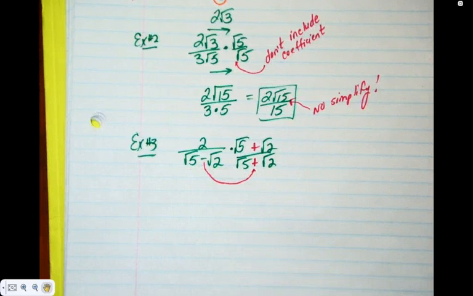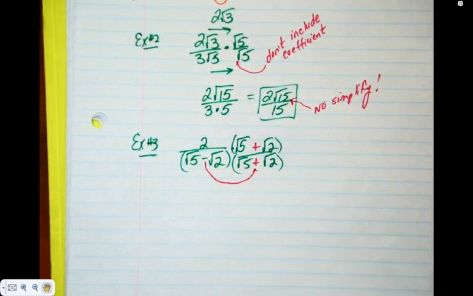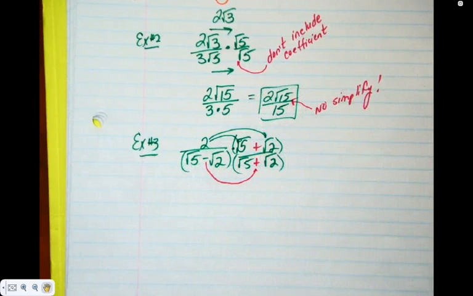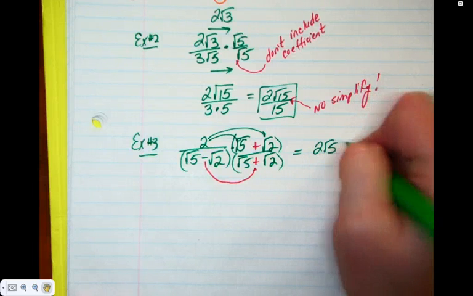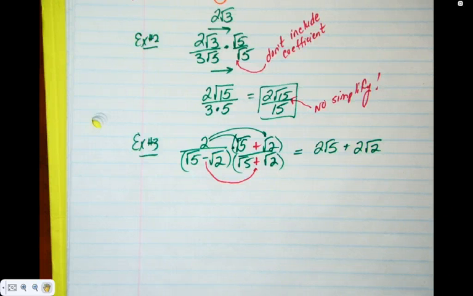Still with me? I'm going to bracket the binomials because my brain needs the brackets to know that I'm going to be foiling on the bottom. If your brain doesn't need the brackets, don't feel you need to. So the top, I'm going to do 2 times root 5, and then I'm going to do 2 times root 2. Agree? 2 root 5 plus 2 root 2.